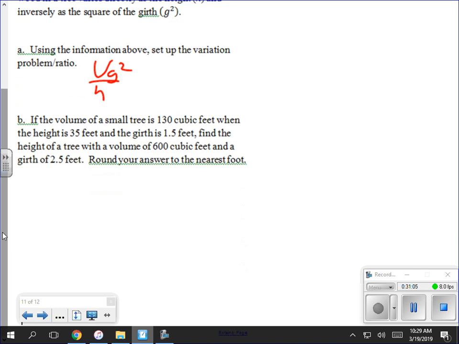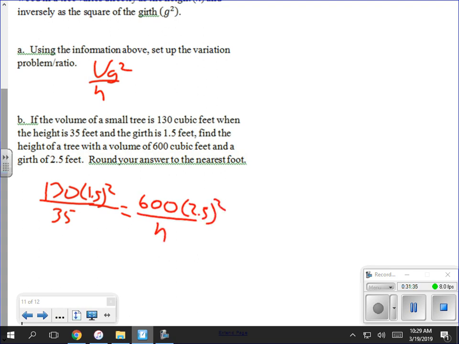Plug in the numbers. If the volume of a small tree is 130 cubic feet, when the height is 35, and the girth is 1.5, squared, don't forget the square, that's the most common mistake on this one. Find the height of a tree with a volume of 600 cubic feet and a girth of 2.5 feet. 600 over H and 2.5 squared.